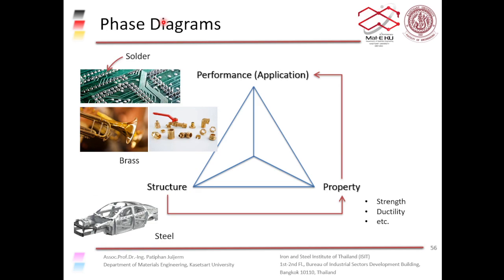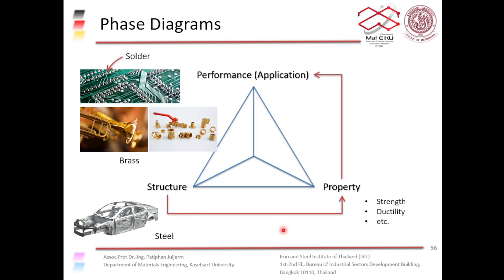But let's go back to the relationship between structure, property, and performance and application. Now we know that after learning a little bit about structure, metals can have different structures, and we can change those structures to influence the properties of that metal. And we can not only change the structures, but we can change the defects within the structure to change the properties of our material, right?